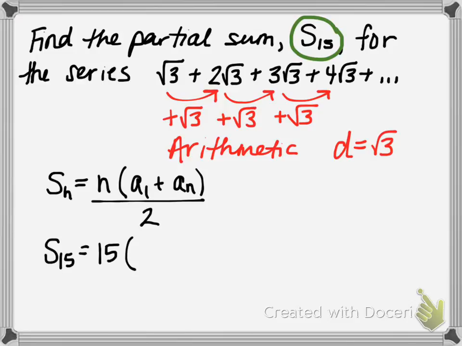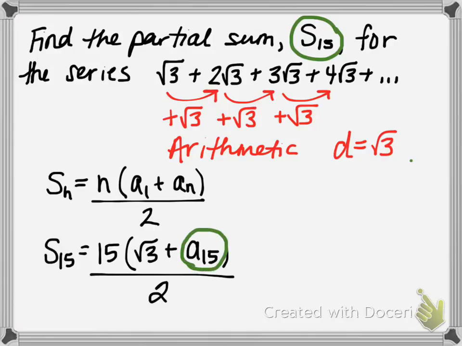We'll multiply that by the first term, a sub 1, which is the square root of 3, plus the 15th term, which we don't know, so that's a sub 15, all divided by 2. So we can't go any further because we need to first figure out what the 15th term is. We need a sub 15 before we can go any further in this computation.